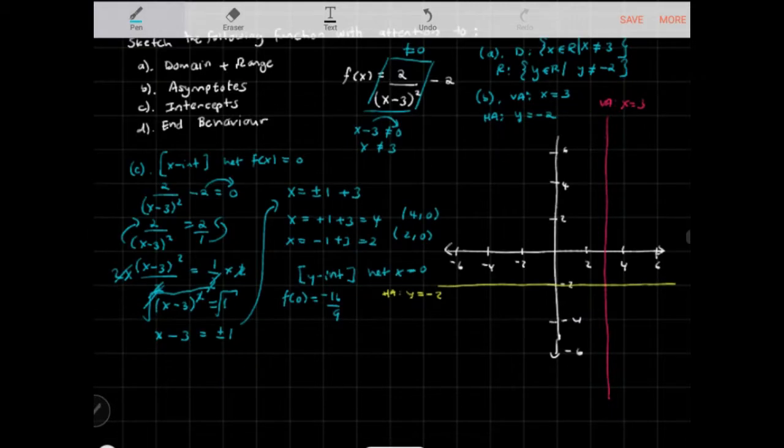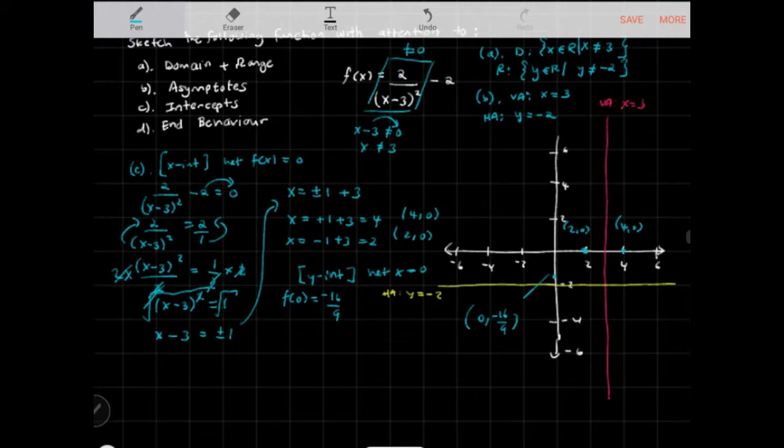One of our intercepts here is 4 and 0, so let's say it's somewhere here. This is 4 and 0. The other intercept is 2 and 0, so let's say it's here. And we also have an intercept at 0 and -16/9, so let's say it's somewhere here. Okay, so this is 0 and -16/9, and now we can create our sketch.